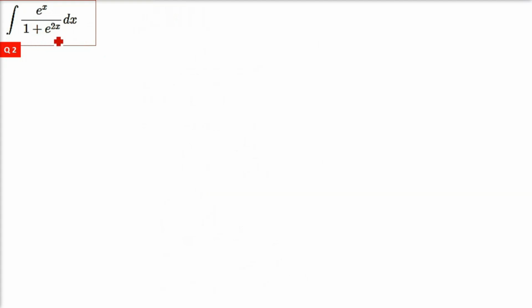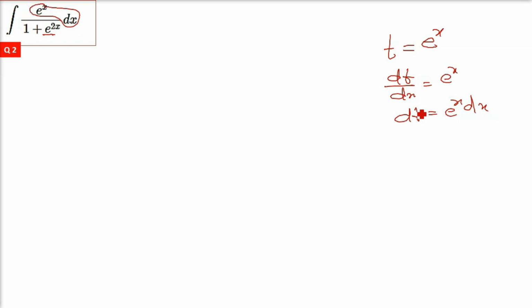e raise x by 1 plus e raise 2x. First thing is differentiation of e raise x will be e to the power x only. So when we take t equals e^x, the dt will be equal to e raise x dx. dt will be e raise x dx. So this whole numerator is dt. So let's write this dt.